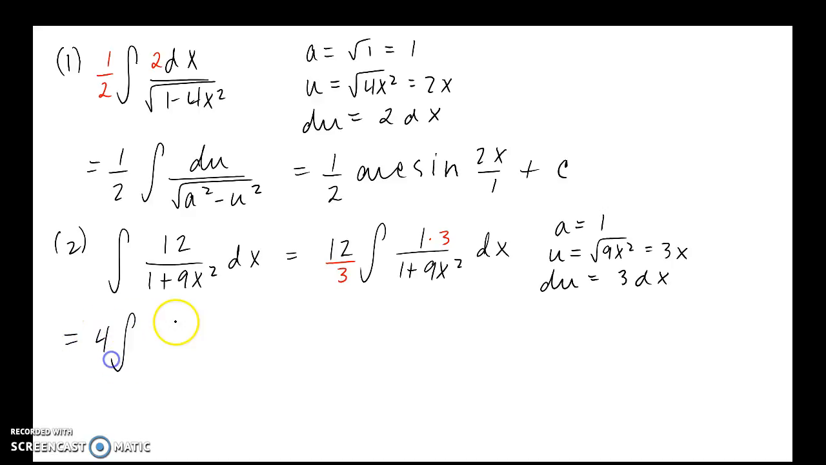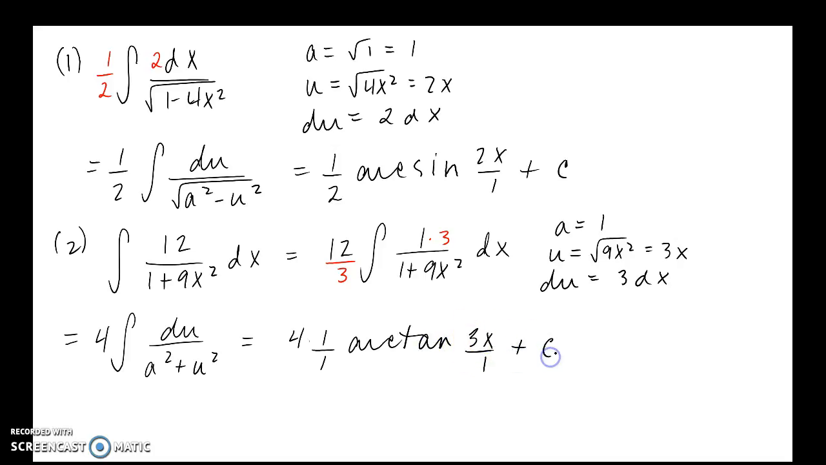So 4 du divided by a squared plus u squared. So to apply my rule, it would be 4 times 1 over a arctan of u over a. And then just cleaning it up a little bit. There we go.